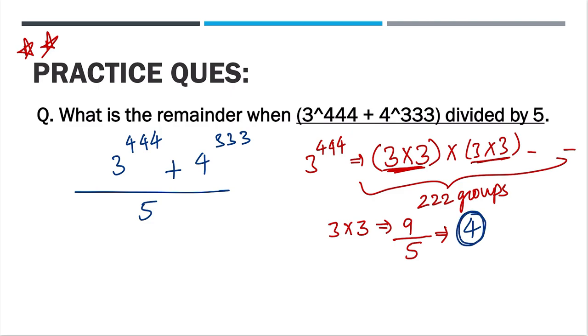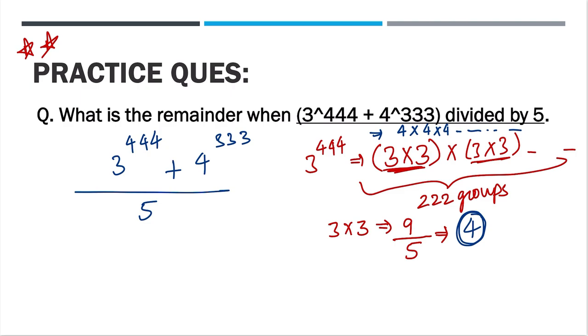So if I put 4 here, that will shorten. If I put 4 instead of 3, it will be 4 into 4 into 4, 222 times. Has the question got easier? No. What are we going to use? We are going to use the concept of negative remainder.